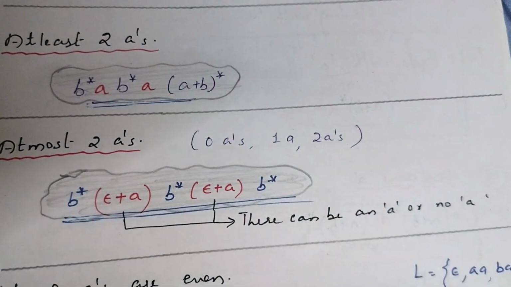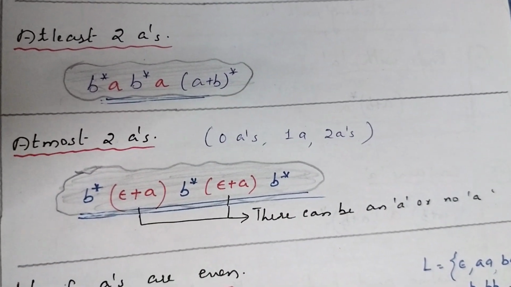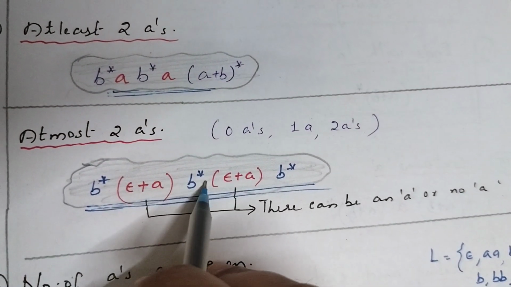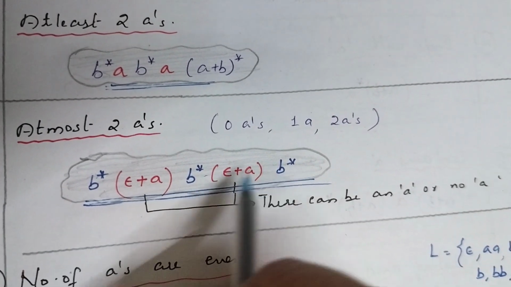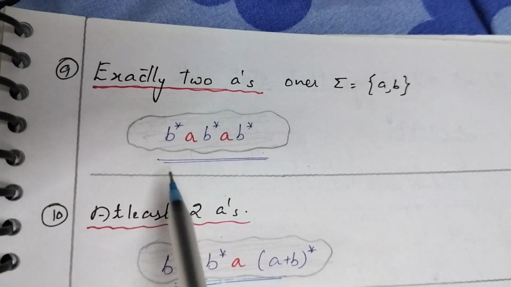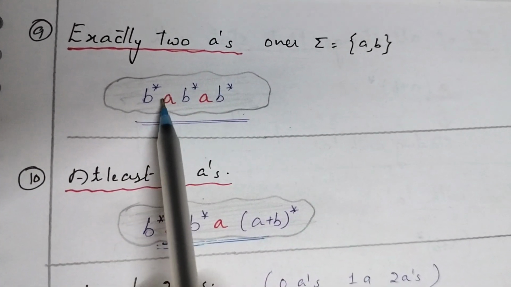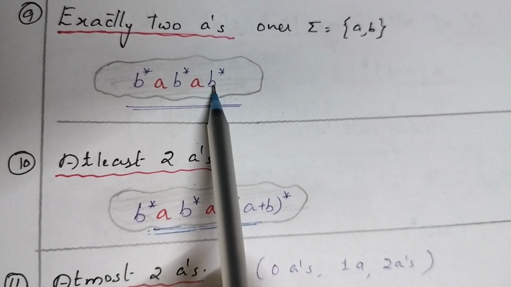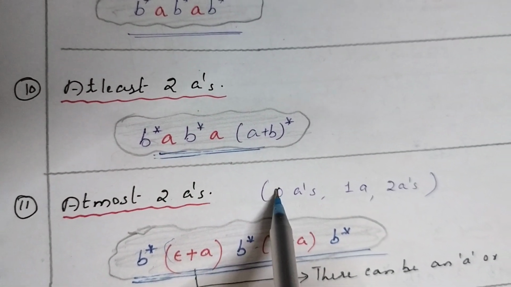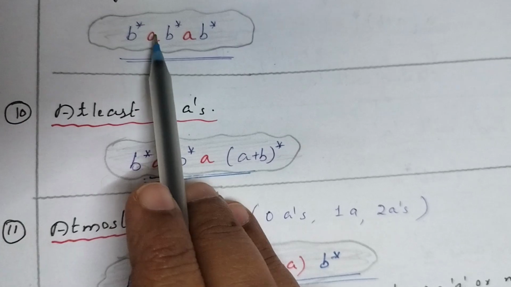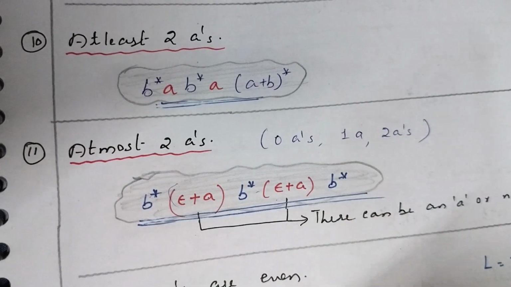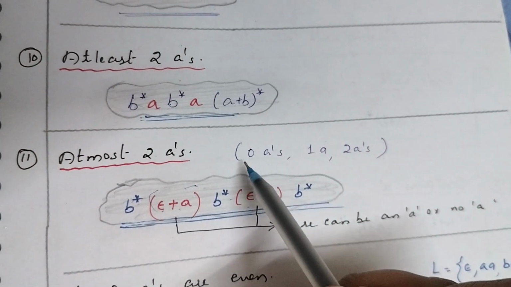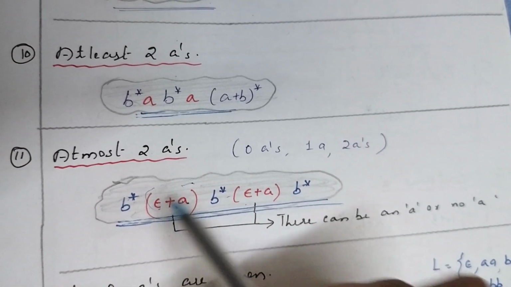Next is at most 2a. At most 2a means it will accept 0a, 1a, 2a. There is no restriction on the number of b's, so there will be any number of b's in between, at the end, or at the beginning. Then what is the regular expression for the set of all strings of at most 2a? There will be 2a with any number of b in between, beginning with any number of b, ending with any number of b. But here length 0 should be accepted. So along with a we are putting epsilon also, a plus epsilon or epsilon plus a. There can be an a or no a. That's why 0a is also accepted.